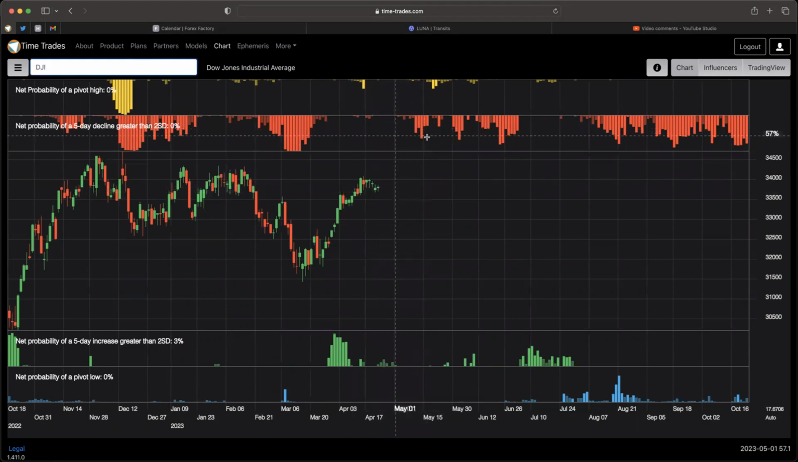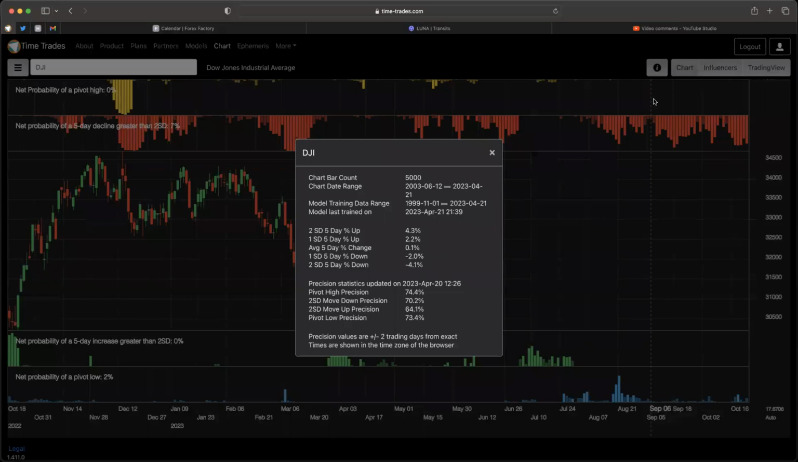Now, this does not mean that we're just going to go sideways here, right? Remember, what these moves are forecasting are 2 standard deviation moves. So these are very big moves. So if you hit the information button here on time trades, you can see what a 1 standard deviation move is over 5 days. And on the Dow, that's minus 2%. So, that's still a relatively significant move.